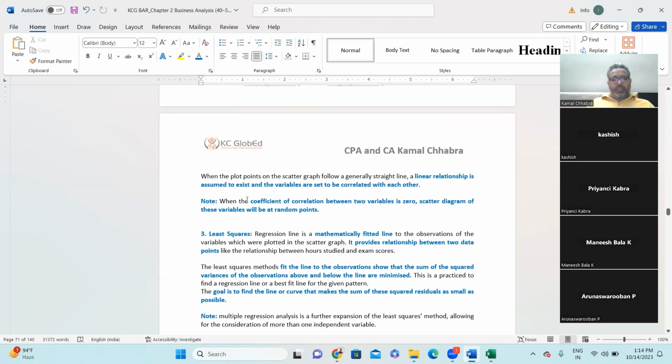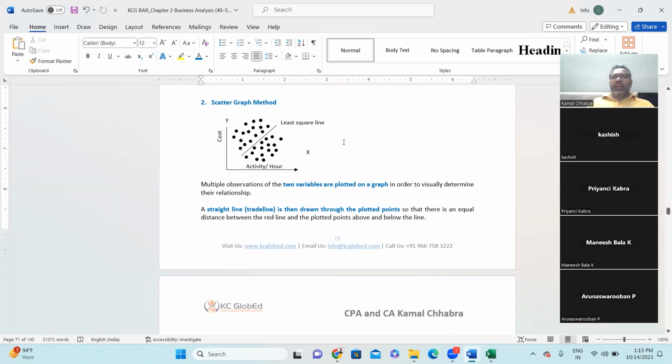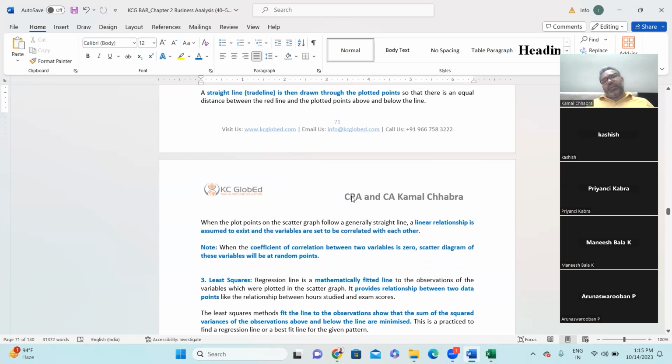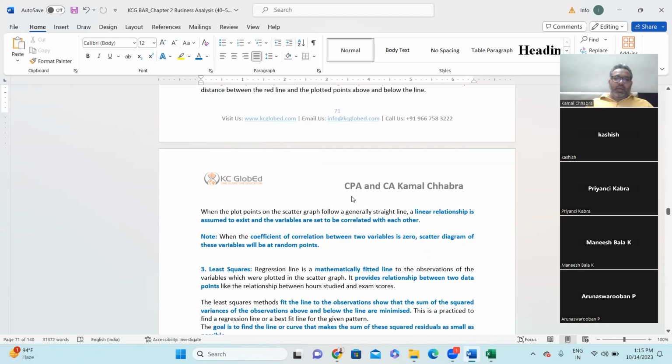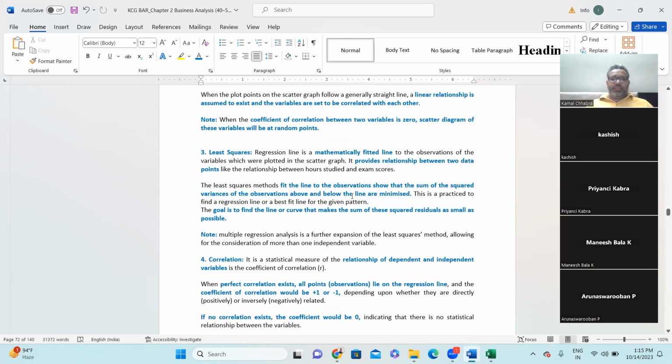When the plotted points on a scatter graph follow a generally straight line, a linear relationship is assumed to exist, and the variables are said to be correlated with each other. When there is a straight line, it means there is a linear relationship among the respective points. When it is not a straight line, that means there is no linear relationship. Note that when the coefficient of correlation between two variables is 0, the scatter diagram of these variables will be random points. That means there is no correlation.